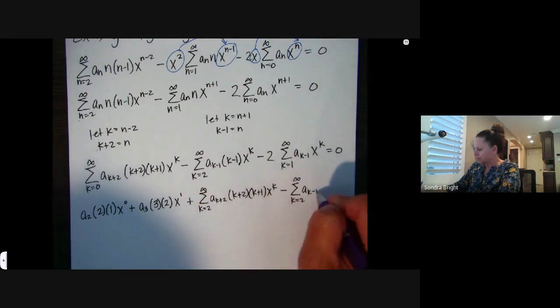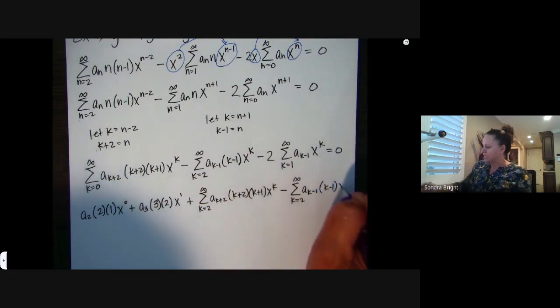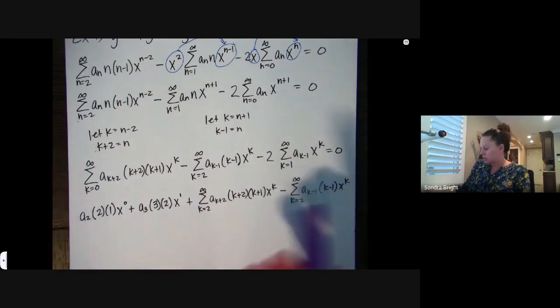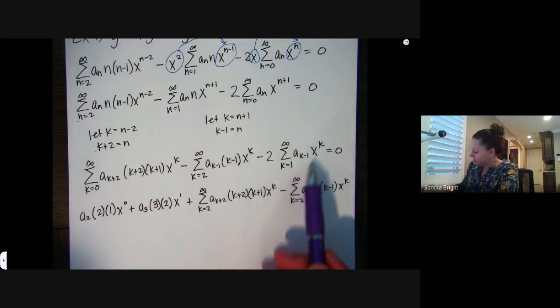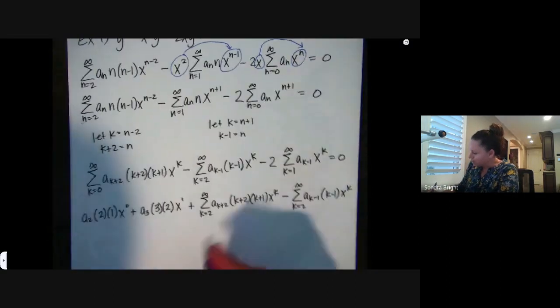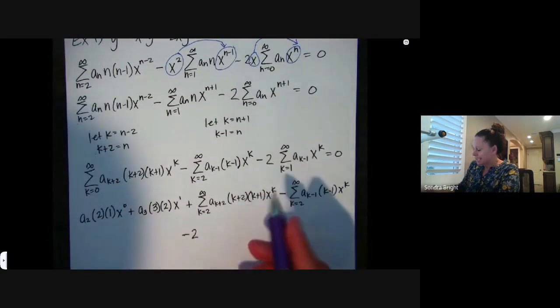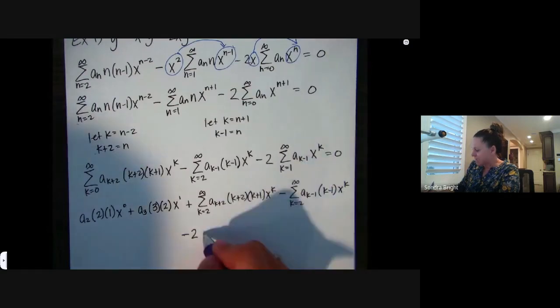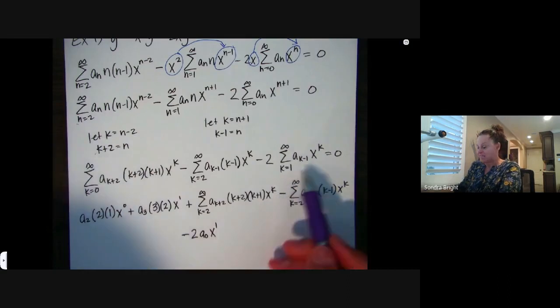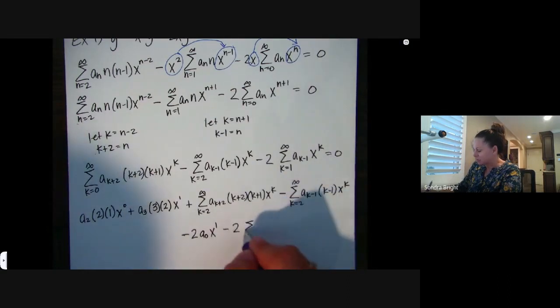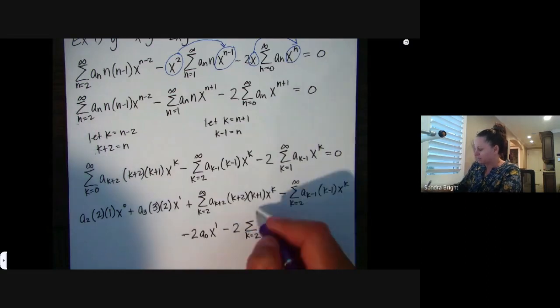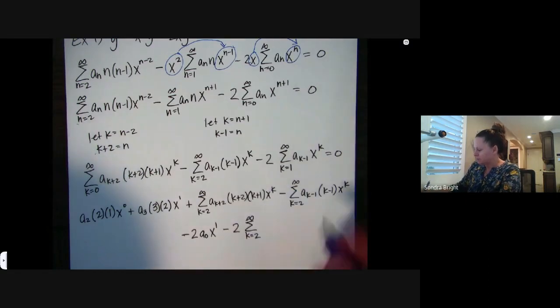Of course, I'm going to run out of room. Okay. Then this is starting with a 1. I needed to start with a 2, so I'm going to plug in a 1 here. So that means it would be a minus 2 times a naught x to the power of 1. And then a minus 2, but now my index is starting with 2 here because I plugged in the 1. a k minus 1, x to the k, and then it equals 0.